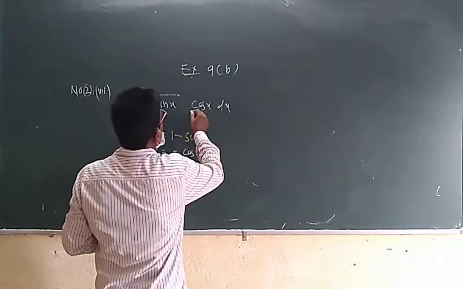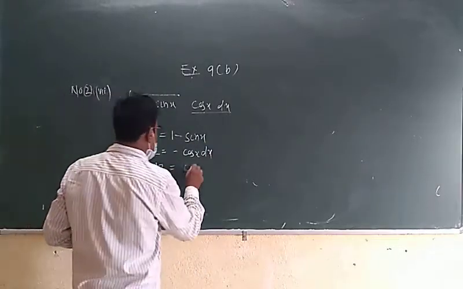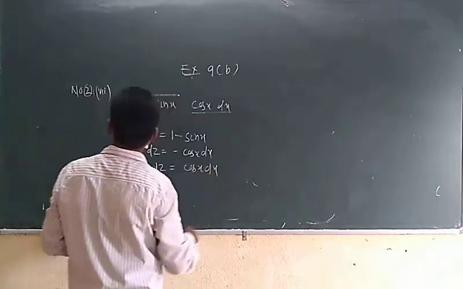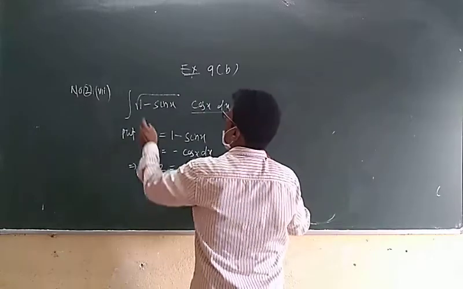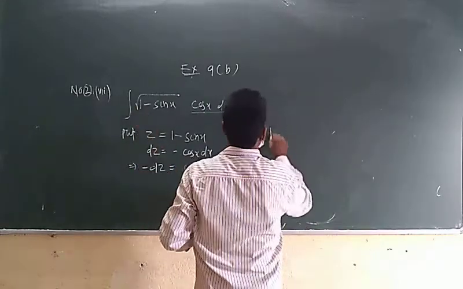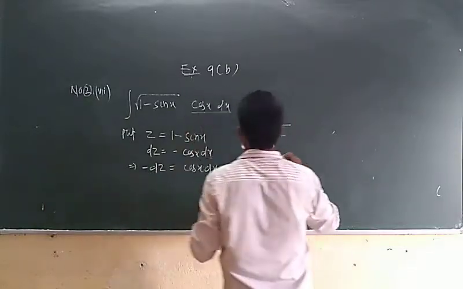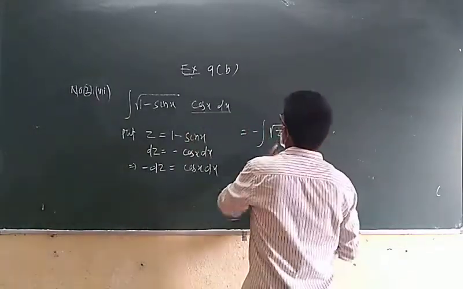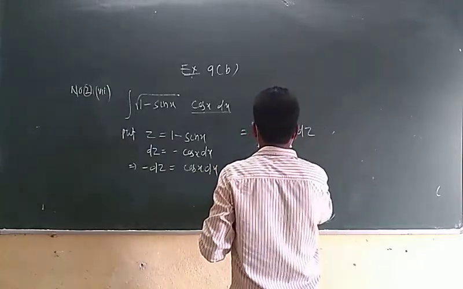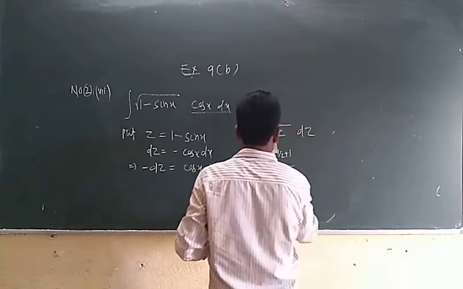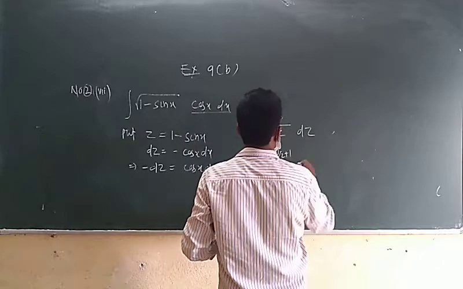In the integration there is only cos x dx, so minus dz is equal to cos x dx. So you put 1 minus sin x is equal to z. The root of 1 minus sin x is root z, and cos x dx is equal to minus dz, taking the minus outside of the integration. Root z means z to the power half. After integration, z to the power half plus 1 divided by half plus 1, because the power of z is half, plus c.